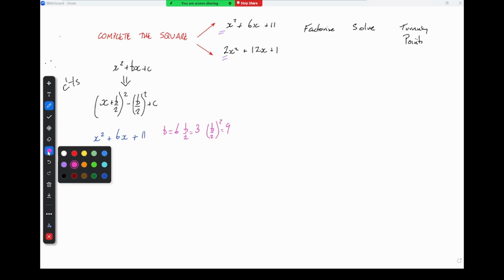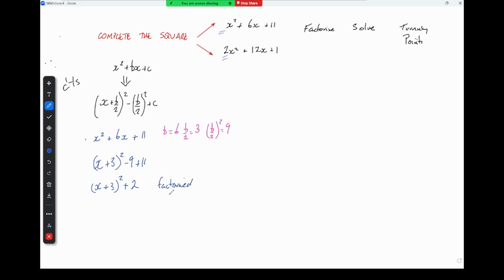Now I just have to put these values into the completed square format. So I'm going to have x plus b over 2, which is 3, squared, then minus b over 2 squared, minus 9, plus 11, that's the c value. A little bit of a tidy up, and I've got x plus 3 squared plus 2, and that is factorised in the complete the square format.